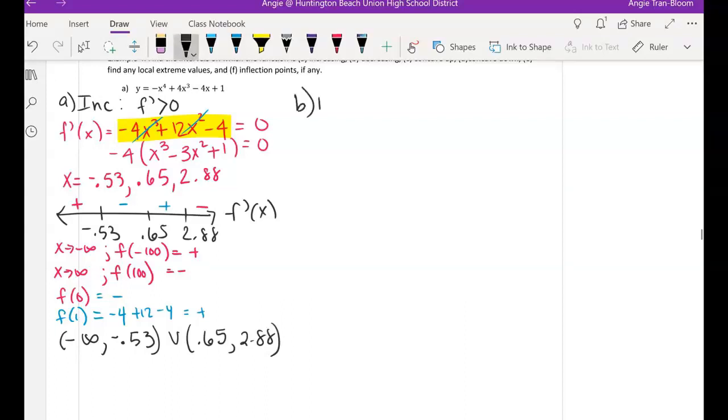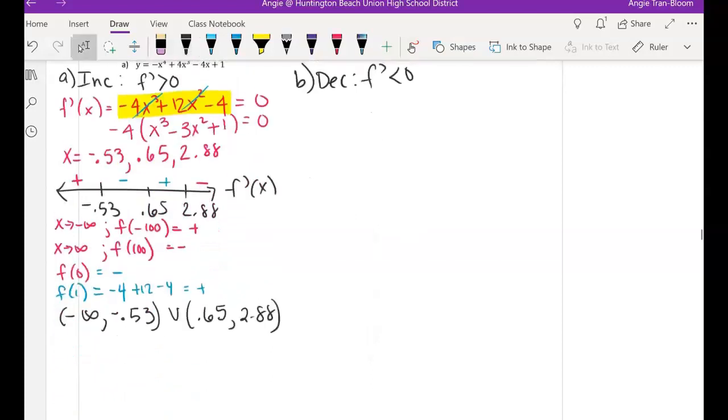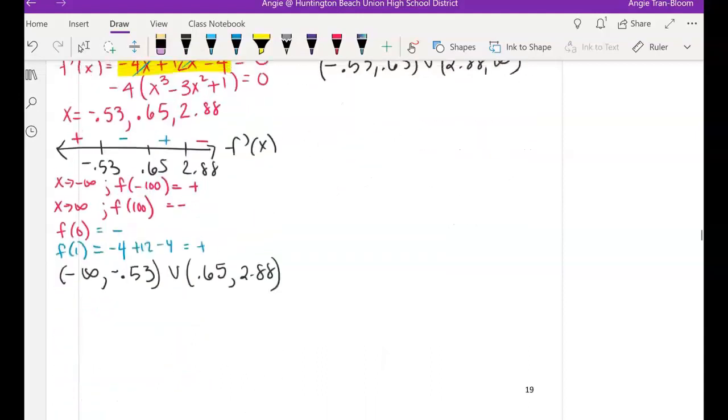B says decrease, right? It's when the derivative is less than 0. So based on my number line, it's less than 0 from negative 0.53 all the way to 0.65, or from positive 2.88 all the way to infinity. What was C? C, tell me when it's concave up.